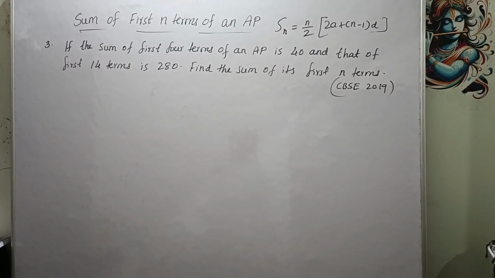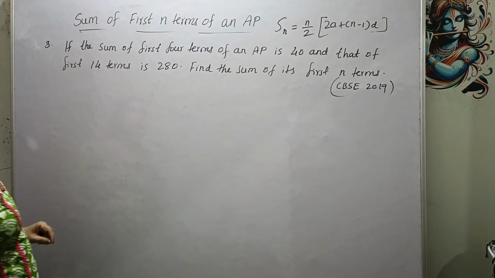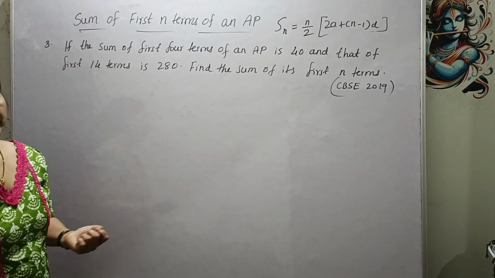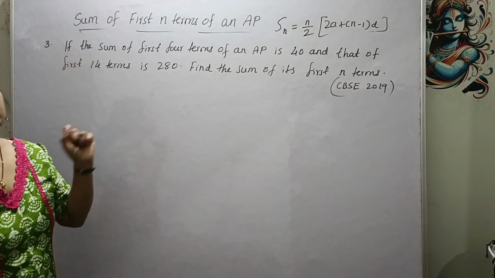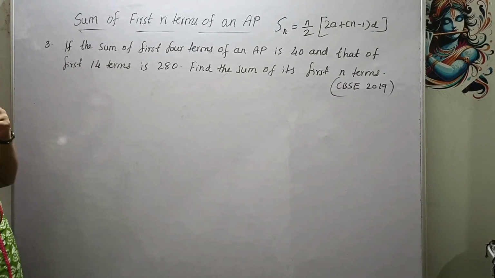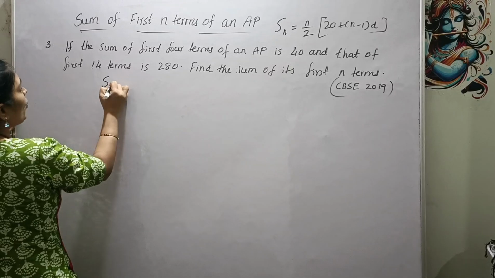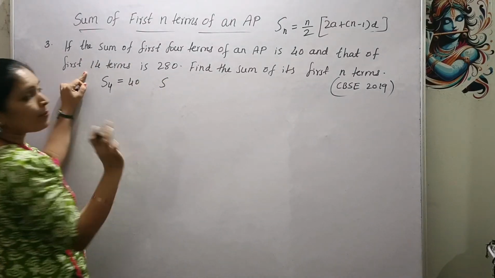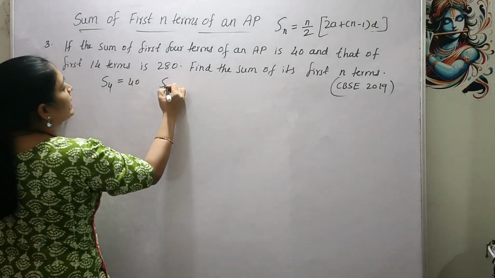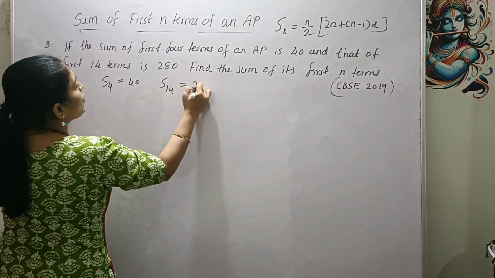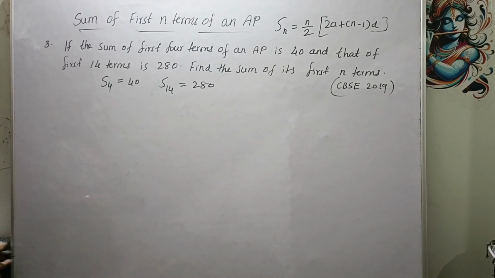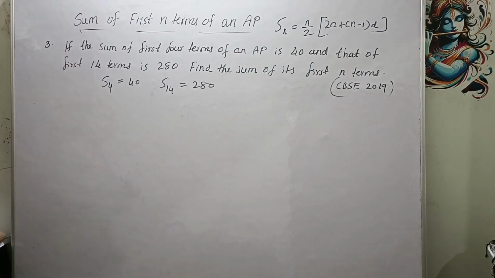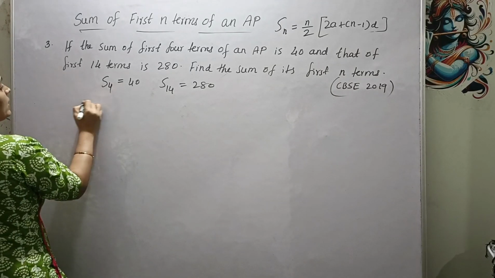Look at this question. If the sum of first 4 terms of an AP is 40 and that of first 14 terms is 280, find the sum of its first n terms. See here, first of all, S4 is given, that is 40, and S14, that is sum of first 14 terms, is 280. Now we have the formula Sn is equal to n by 2 into (2a plus (n minus 1) into d). So what is S4?